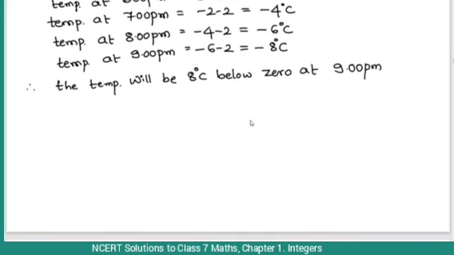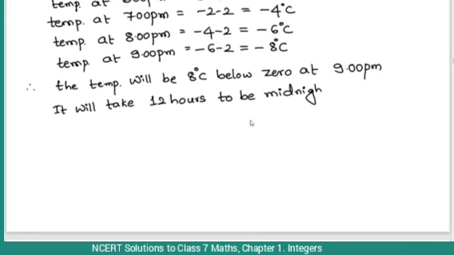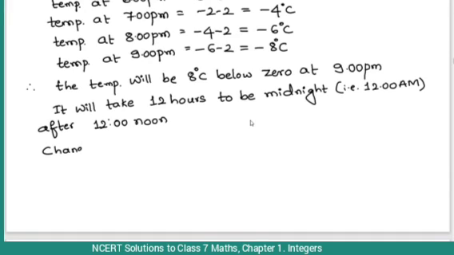It will take 12 hours to be midnight, that is 12 am after 12 noon. So after 12 noon, it will take 12 hours to be midnight.